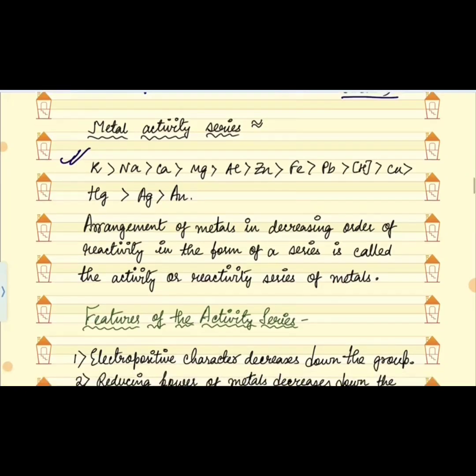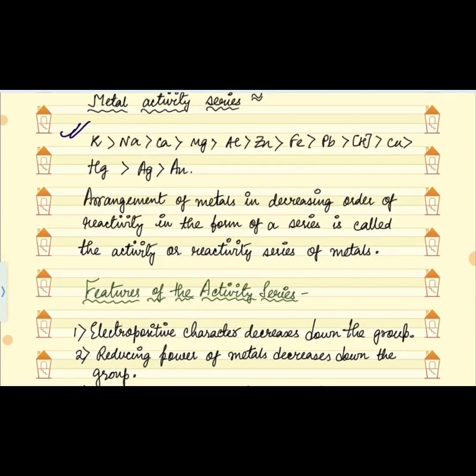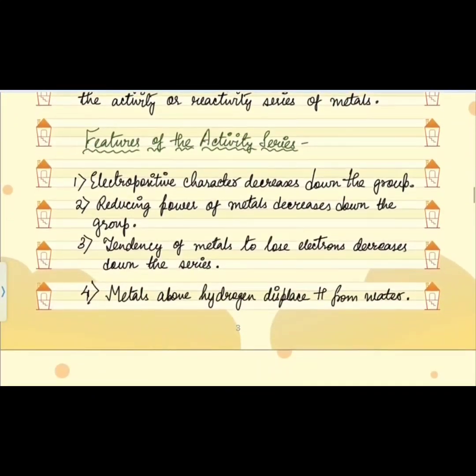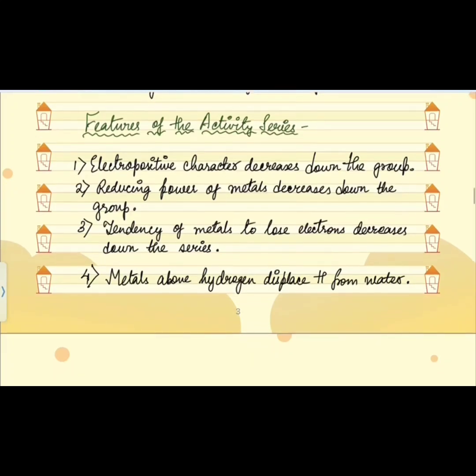Metal activity series. So this is the series I have shown. Arrangement of the metals in decreasing order of reactivity in the form of a series is known as the activity or reactivity series of metals. Features of the series: electropositive character decreases down the group. Whenever you are moving down the group, the electropositivity decreases. The most electropositive are potassium, sodium, calcium, very much above. Reducing power of the metal decreases down the group. Reducing power means reducing someone else and itself getting oxidized. That power decreases as you move down the group.